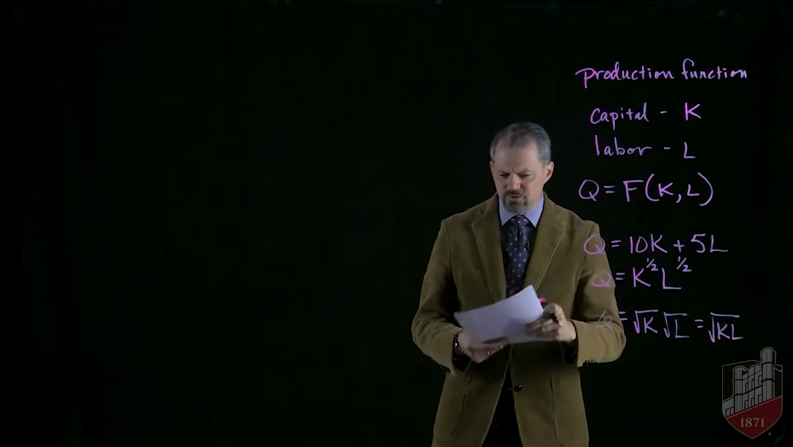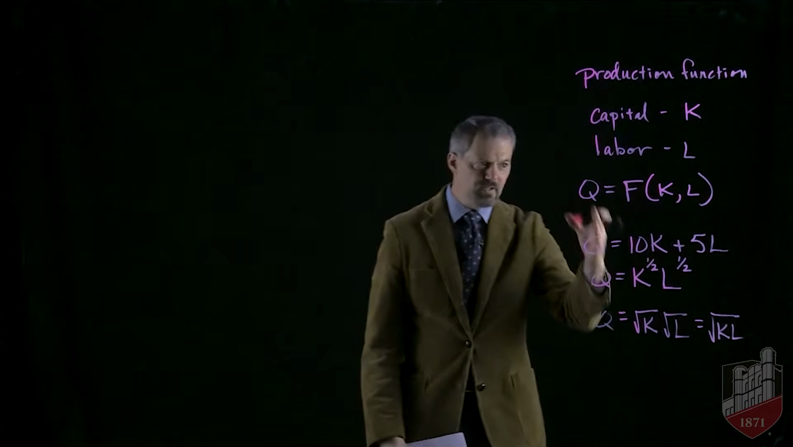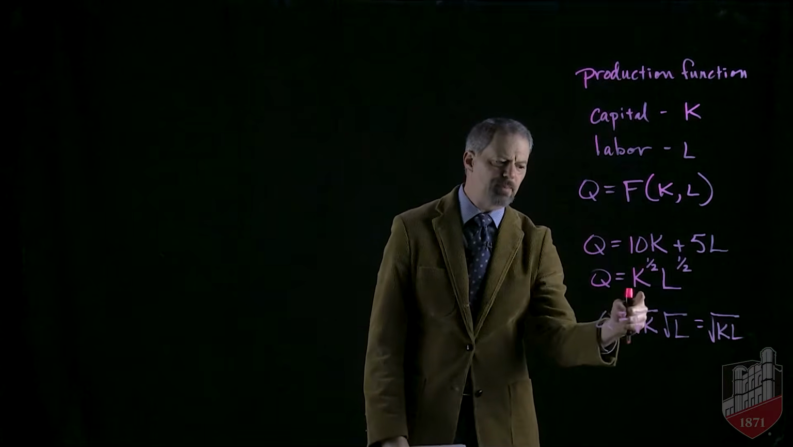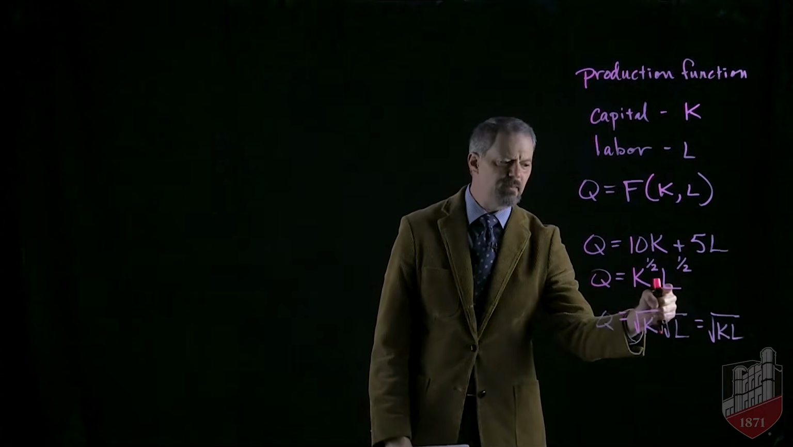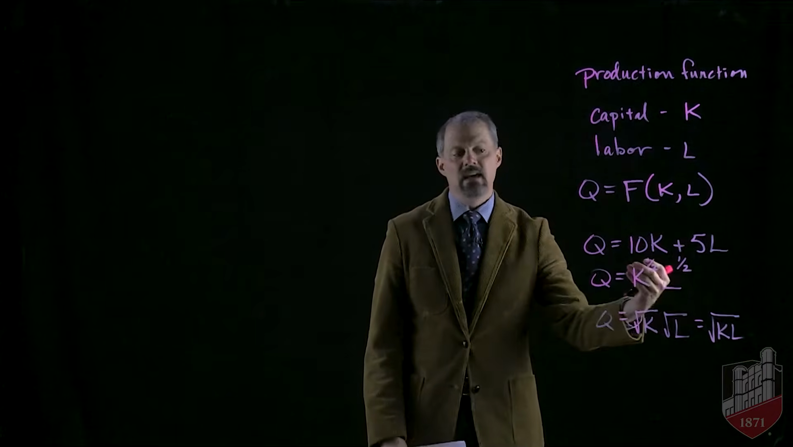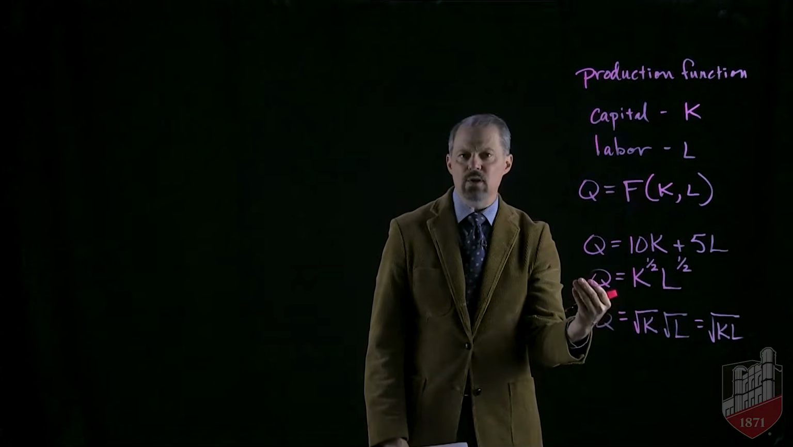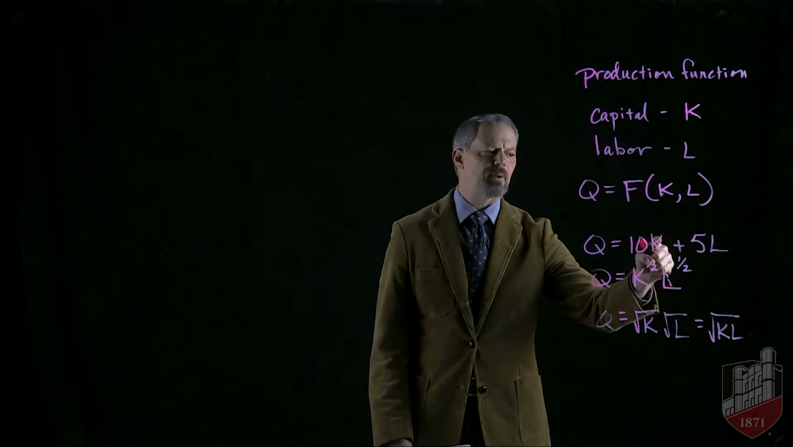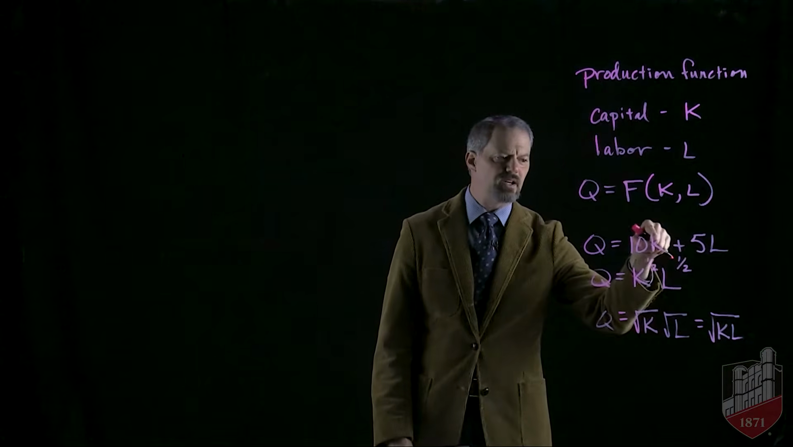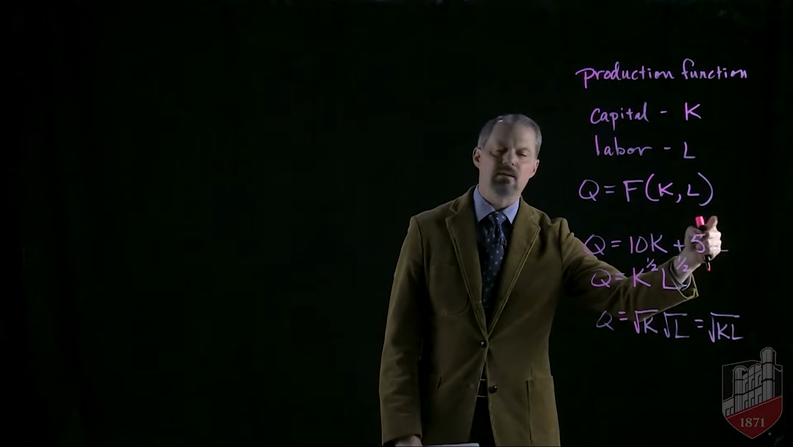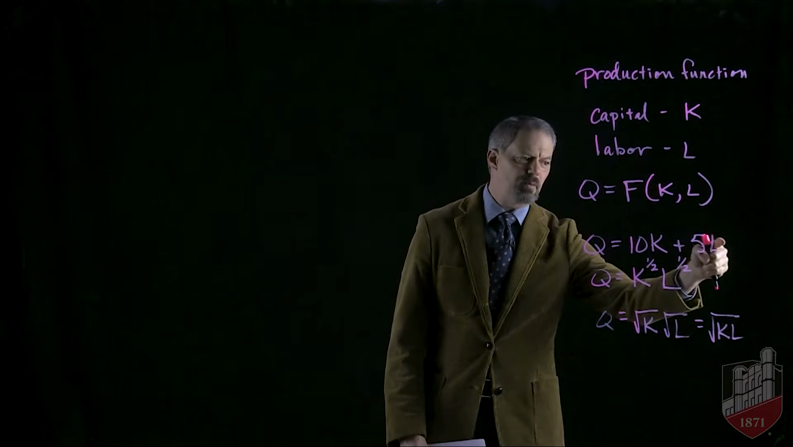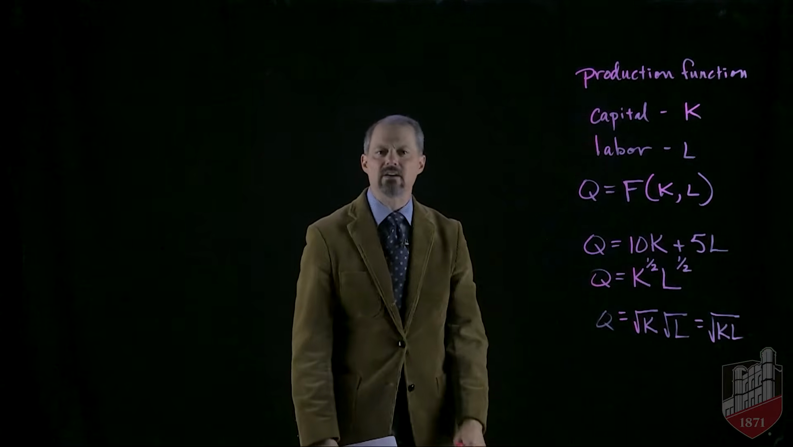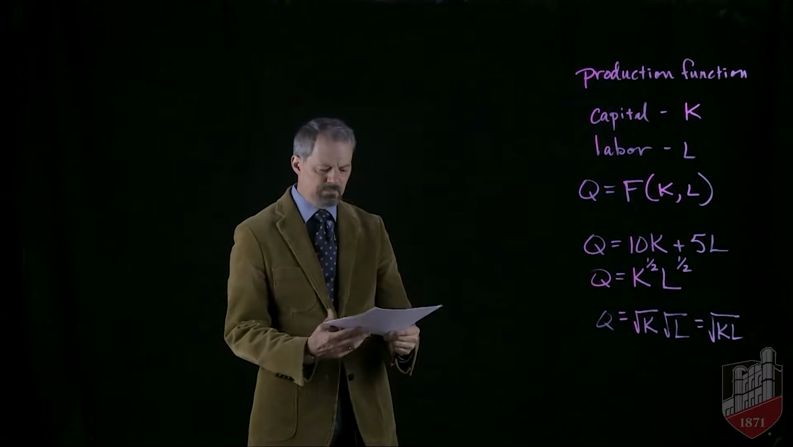Here's how you would use that, or any production function. Once you know the functional form of it, you would simply plug in the amount of capital and the amount of labor that you've got, and that would tell you how much output you can produce. So if we had 2 units of capital and 10 units of labor, we'd plug a 2 in there, and 10 units of labor, we'd plug a 10 in there, and out of that would tell us the amount of output that we can produce.